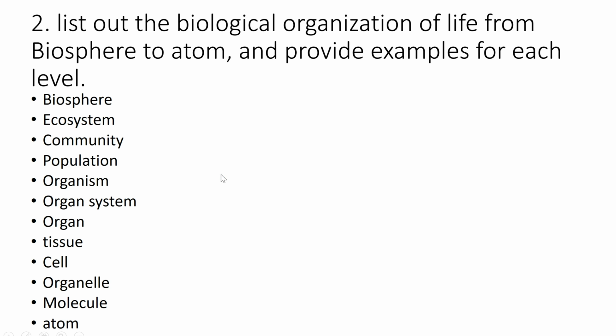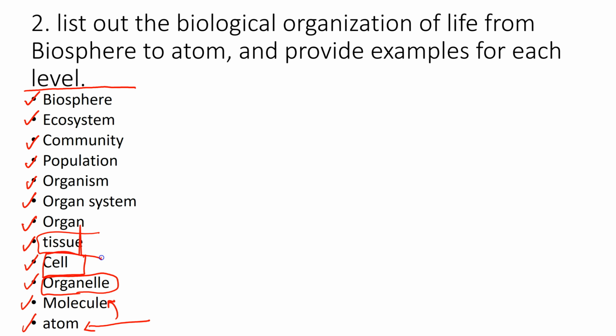Second question, list out the biological organization of life from biosphere to the atom and provide examples for each level. So it starts from biosphere and then to ecosystem, to community, population, organism, organ system, organ, tissue, cell, organelle, molecule, atom, right? Everything is made out of atom. A group of atoms is a molecule. A group of molecules that is a specialized part of a cell is an organelle. And then if you have different organelles, it makes up a cell.